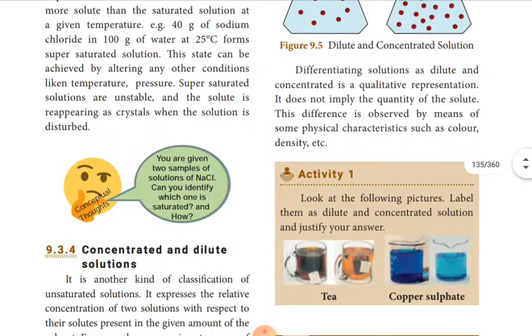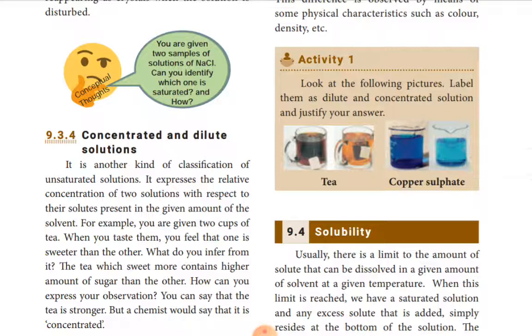Then next we are going to study about concentrated and dilute solution. What is called a concentrated solution and what is called a dilute solution. Actually, it depends upon the amount of solute present in a solution. Based on this only, it can be called a dilute solution or concentrated solution. The amount of solute present in the given amount of solvent.